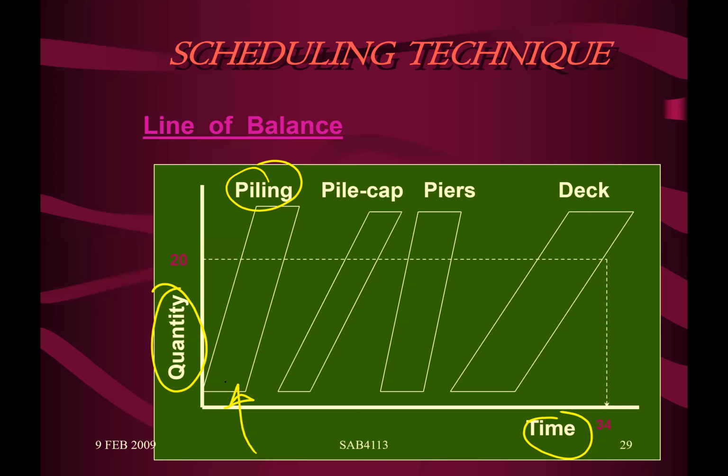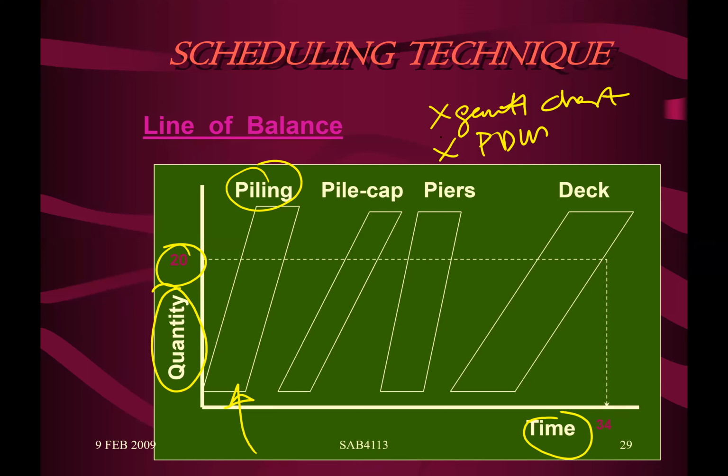What is the purpose of the line of balance? The purpose is basically easy reading, because sometimes we also want to know how much quantity we are going to complete in a certain given time. The best way to know the quantity is by drawing this line of balance. And it is not to say that once we have a line of balance, then no Gantt chart or PDM diagram is needed. No, that is a wrong concept. Line of balance is just to complement.